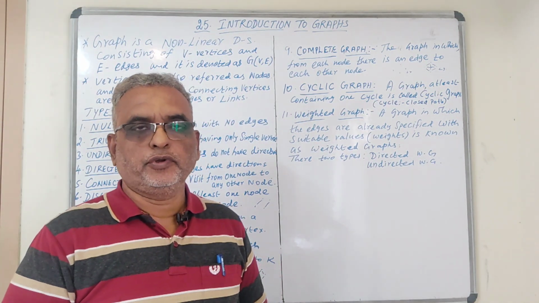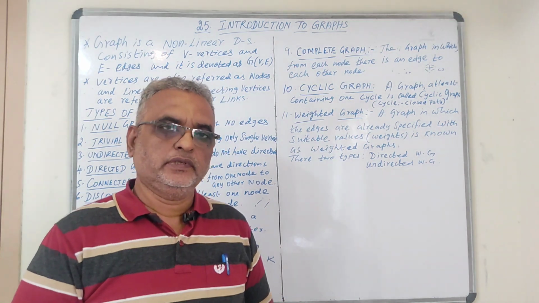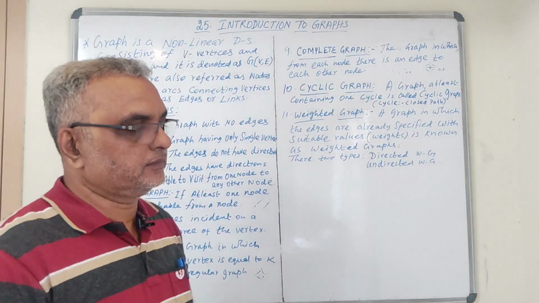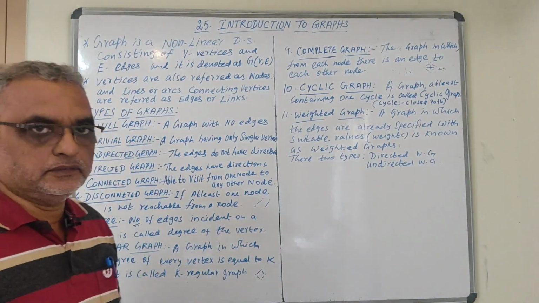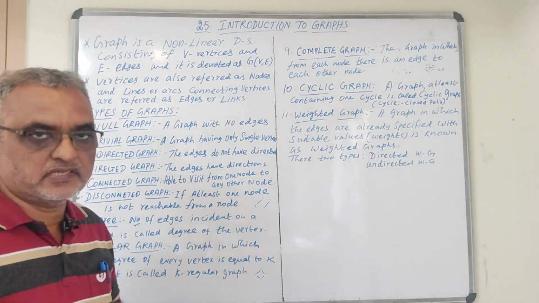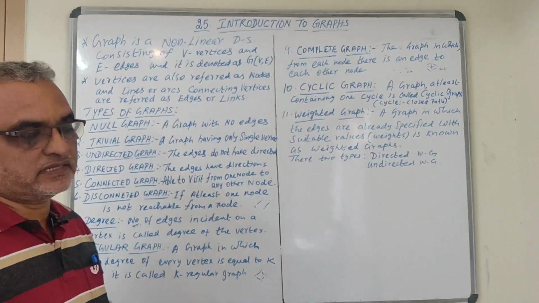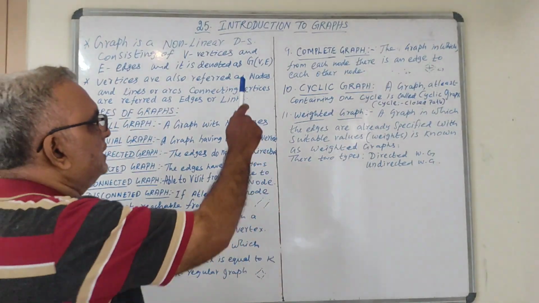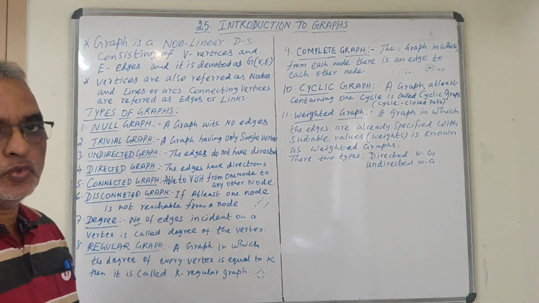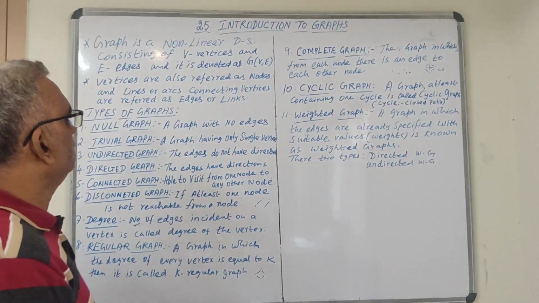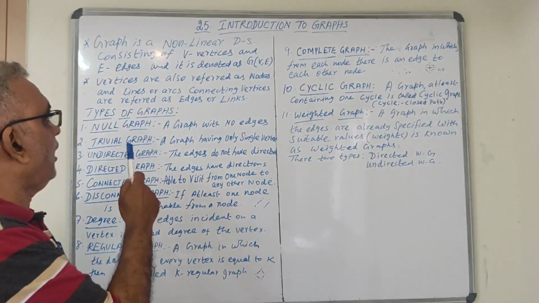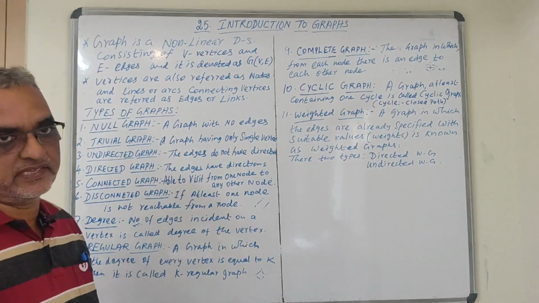In this video, we are going to discuss another important concept from data structures and algorithms, that is Introduction to Graphs. A graph is a non-linear data structure consisting of V vertices and E edges. It can be denoted as G(V, E). Vertices are also referred to as nodes. The lines or arcs which connect the vertices are also referred to as edges or links.